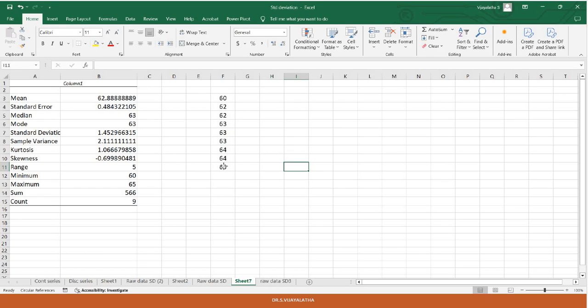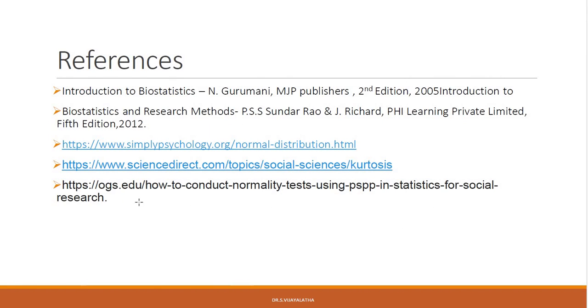So I have a set of raw data here, and if I use the data analysis pack, I get the full summary statistics. I get the measures of central tendency, mean, median and mode. We get the measures of dispersion, standard deviation, standard error and variance. We get measure of kurtosis and skewness, range, which is the highest value minus the least value. We get the minimum value, maximum value, what is the total sum, as well as the number of observations. So this is the advantage of using data analysis pack for calculation of measures of descriptive statistics.